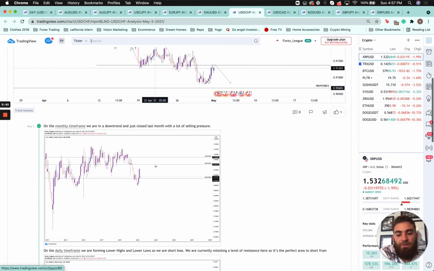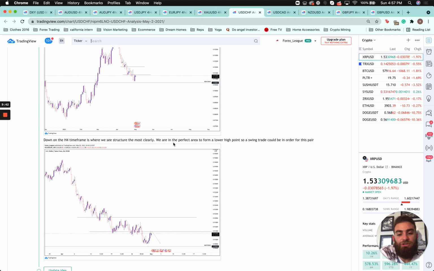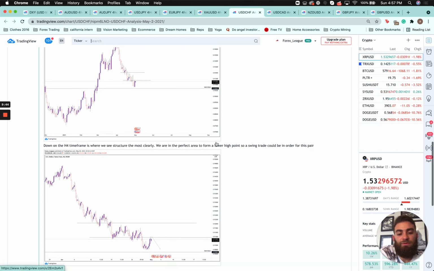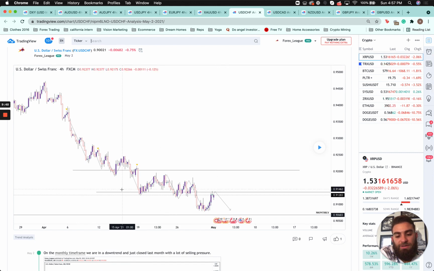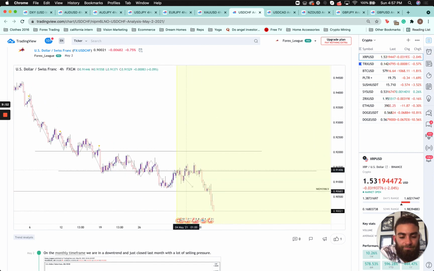Down on the 4-hour is where we see structure most clearly. We are in a perfect area to form a lower high. So a swing trade could be in order. So look at this, guys, retesting the resistance. Perfect area to swing trade from. Look how price came up, rejected it with the engulfing, came up, rejected it, and then just dropped to the downside about 130 pips.